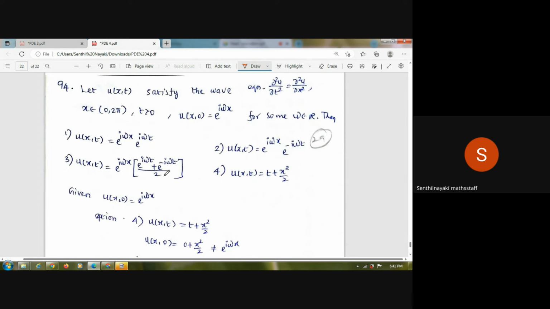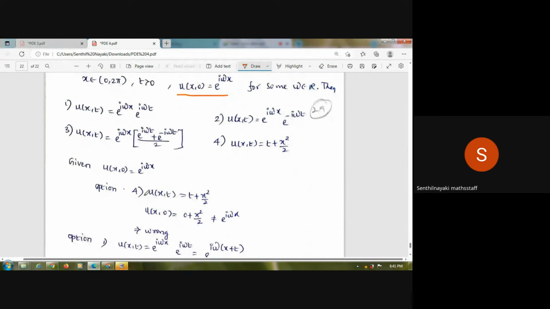So this is the last question. Here we have a wave equation, and x belongs to 0 to 2 pi. Here this is a simple question. No need to find anything. There is no D'Alembert solution. No need to find anything. Just substitute u of x comma 0 equal to e power isx. So, okay, let us discuss the fourth option first.